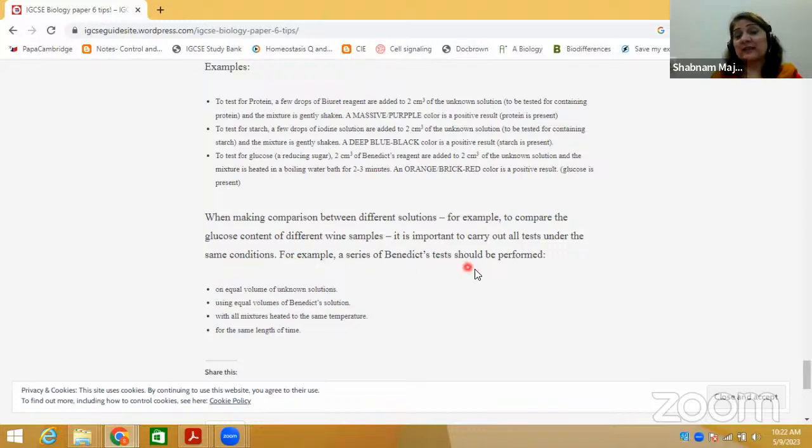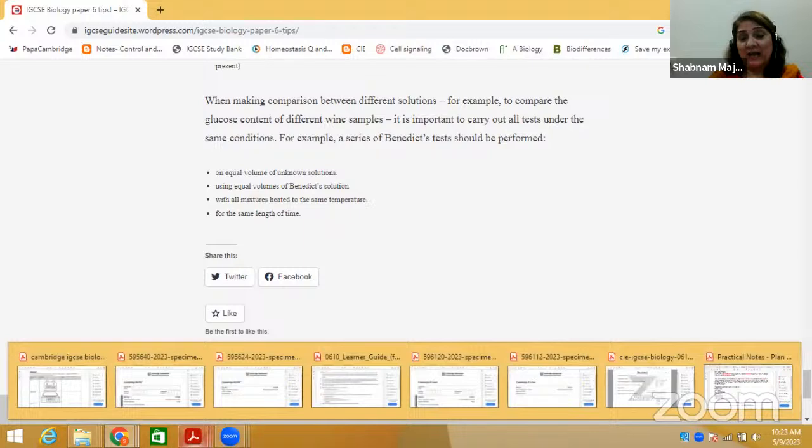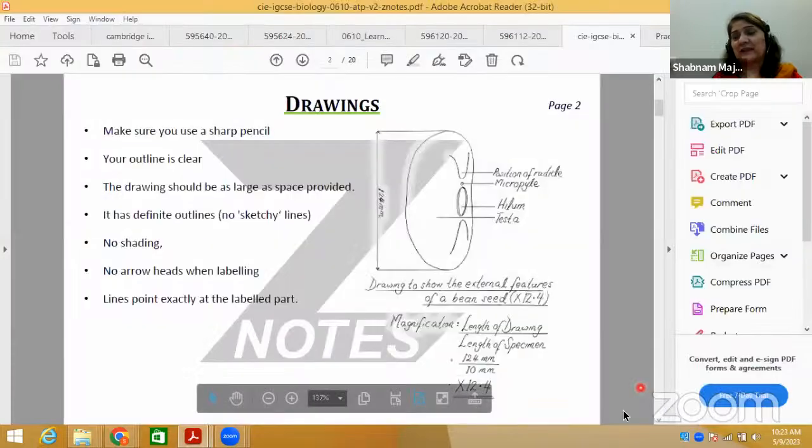For example, a series of Benedict tests should be performed. Then equal volumes of the unknown solutions, using equal volumes of Benedict solution, with all mixtures heated at the same temperature for the same length of time. Now, so far, I have given you everything that was needed.